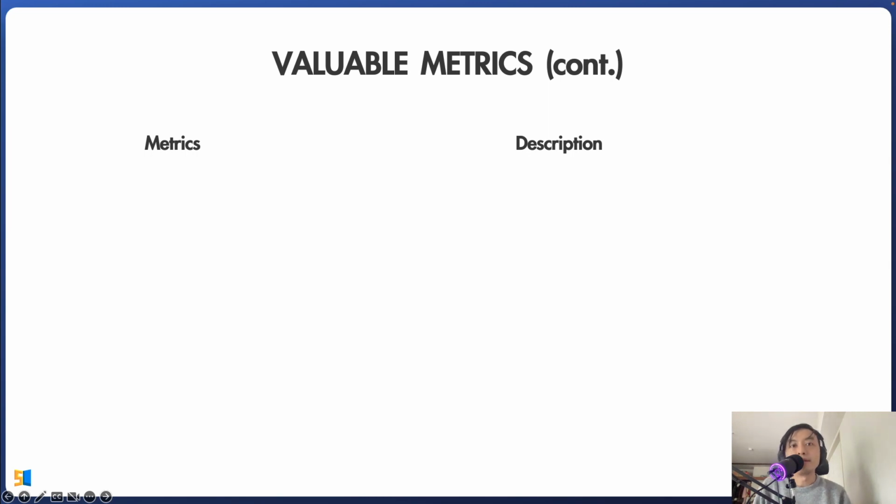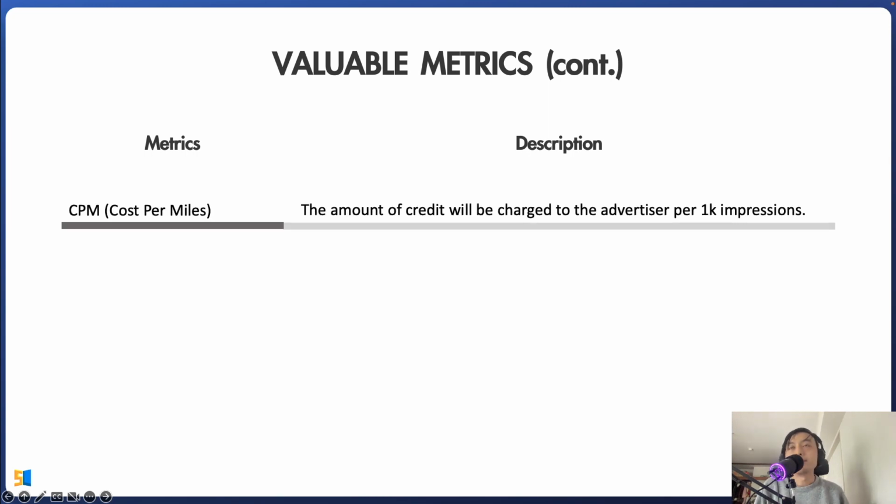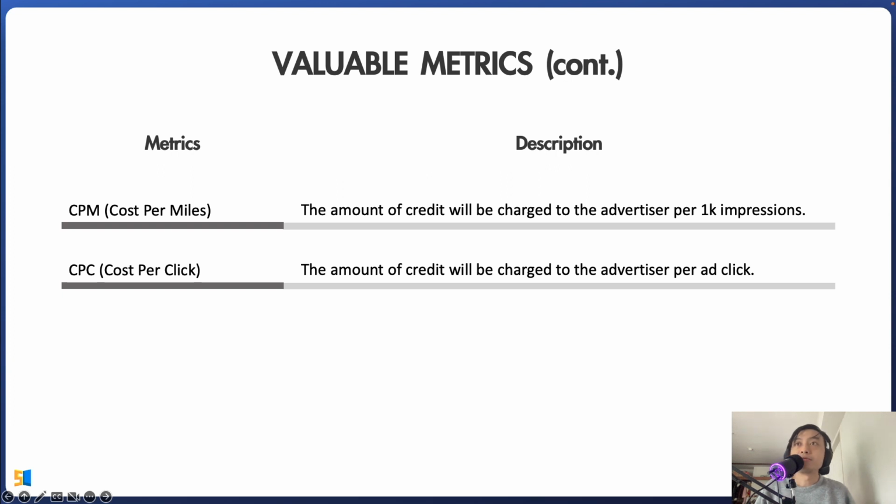The next metric is CPM, or cost per mille. This is the amount of credit that will be charged to the advertisers per 1,000 impressions. Next is CPC, or cost per click. This is the amount of credit that will be charged to the advertisers per ad click.